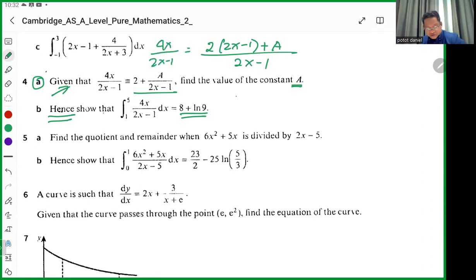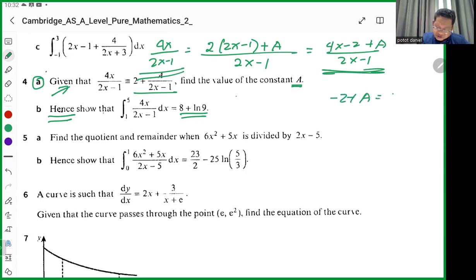Again, there are many ways to do this one. You can use any other method that you wish. There is no problem with that one. All over 2x minus 1. So as you can see in here, this and these are equal to each other. So it appears now that negative 2 plus A is equal to 0 because there is nothing there, only 4x there. So therefore, your A is equal to 2.